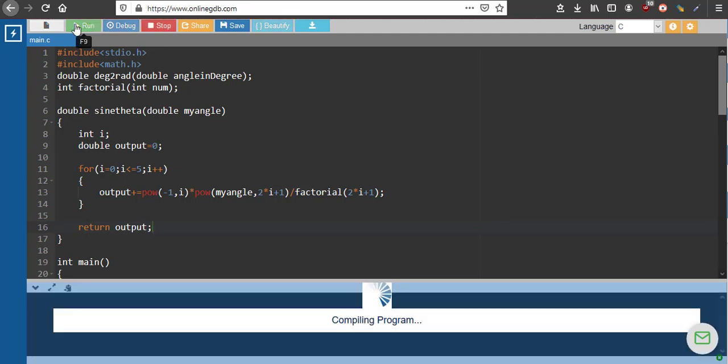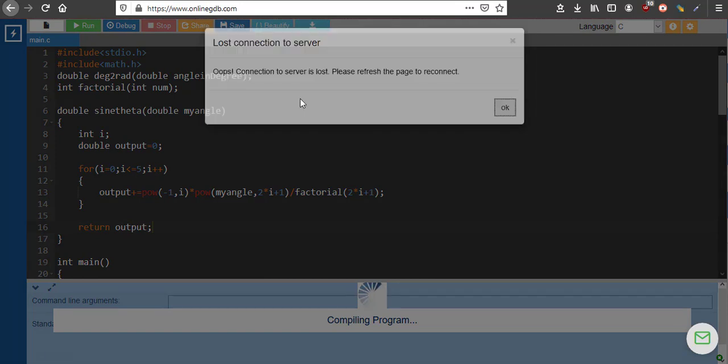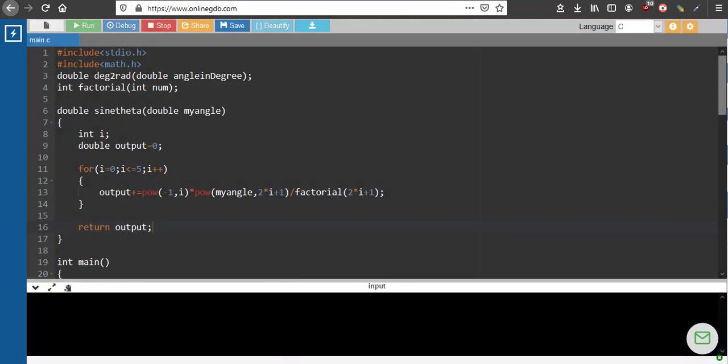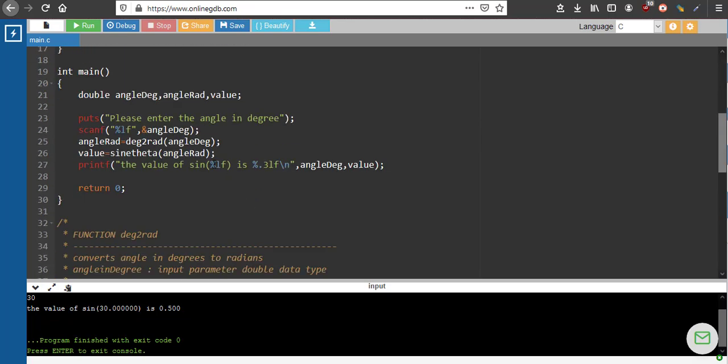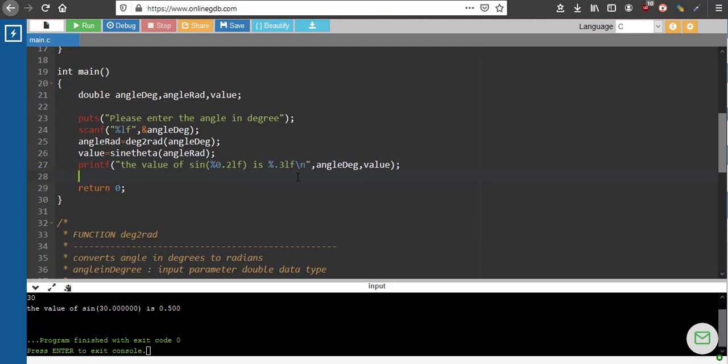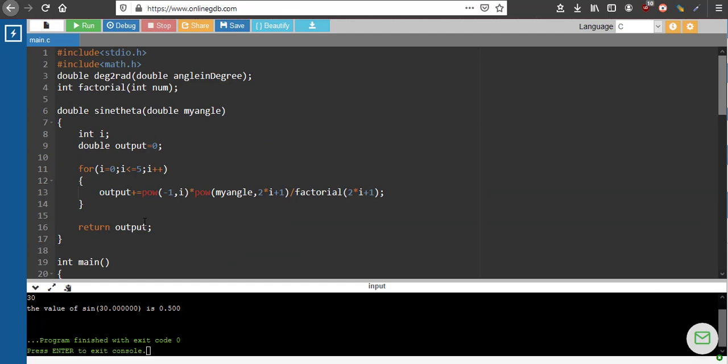Okay. Now we will see. We'll run again. Okay, there is a problem with the connection. So what is sine of 30 degrees? It should be 0.5. It is giving us 0.5. Okay. So now I will just round this also to 2 decimal places, input to 2 decimal places, output to 2 decimal places.